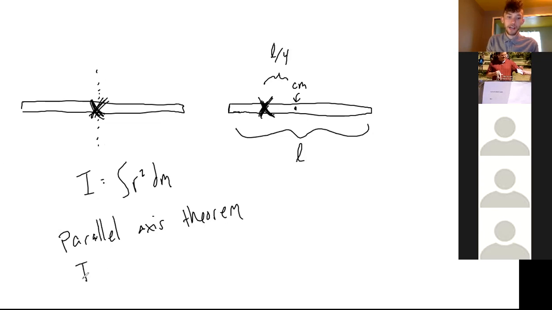If we know the I value about the center of mass and we add to it this little chunk, m d squared, then we will get the new I value. Maybe I can call it I prime, or the I value about a new axis. So can someone tell me what that d represents in the equation? Mr. Coleman, do you know?